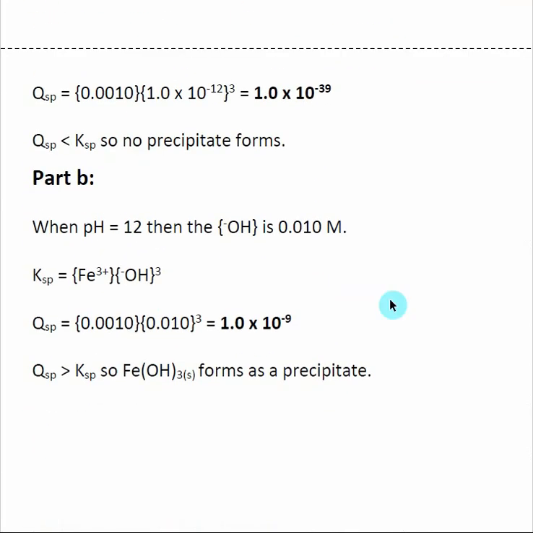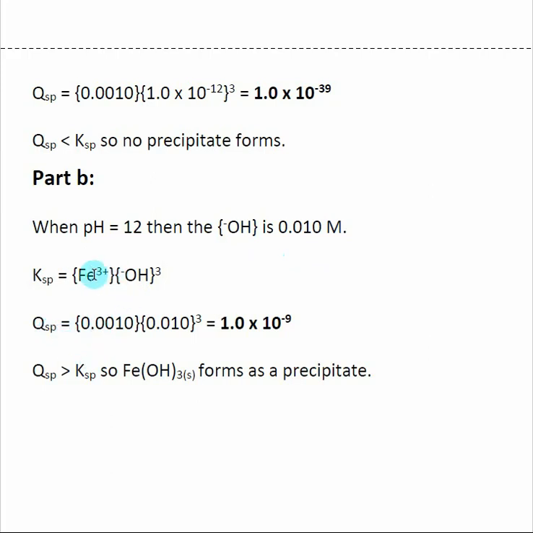We then do the same calculation. I'm not going to go through all the steps, but at pH of 12, our concentration of hydroxide has gone up quite a bit. Now we're at 0.010 molar hydroxide. I do the same thing. I plug these numbers into my solubility product to get the ion product, which means that we're unsure about our equilibrium state. We find Qsp, and then we compare that to Ksp.